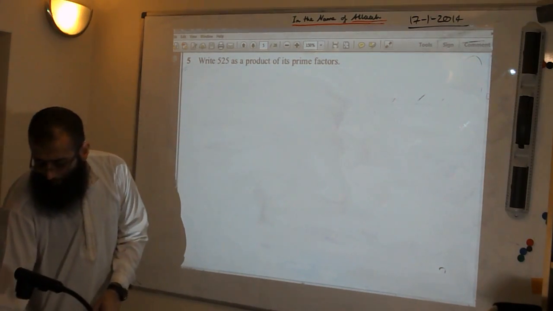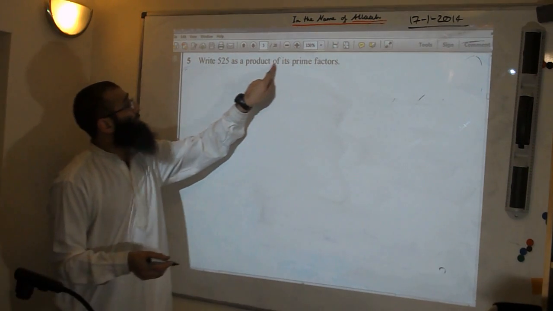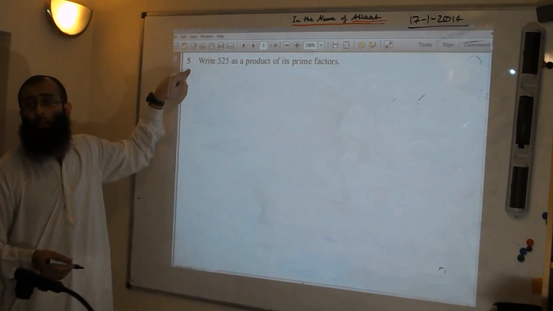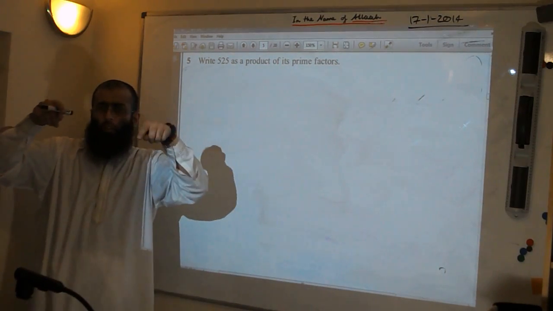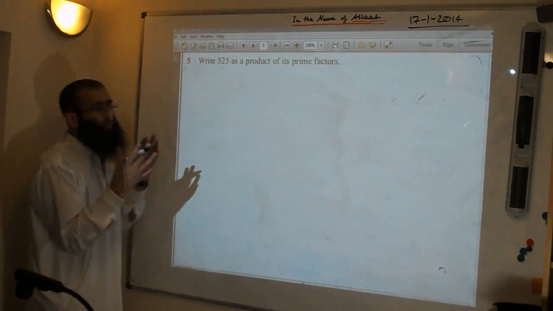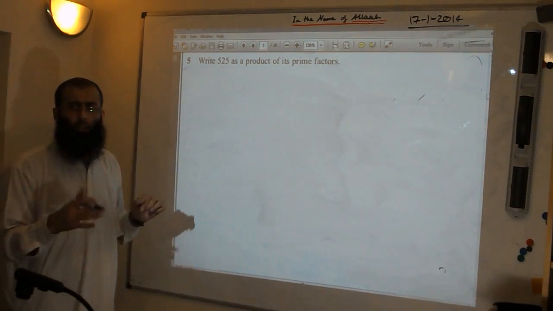Okay, next question. Write 525 as a product of its prime factors, question number 5. Now some of you use this tree technique, is that right? Like a tree, branches and stuff. If you want to use the tree diagram, carry on with that, but that's not the technique I use.